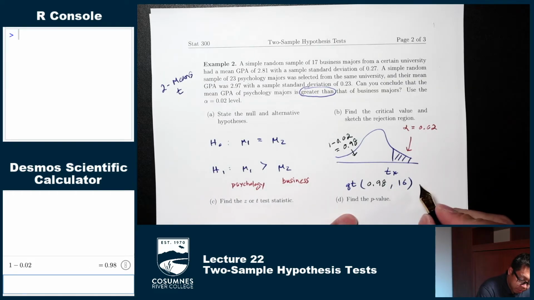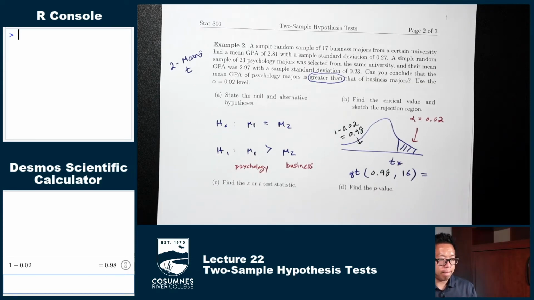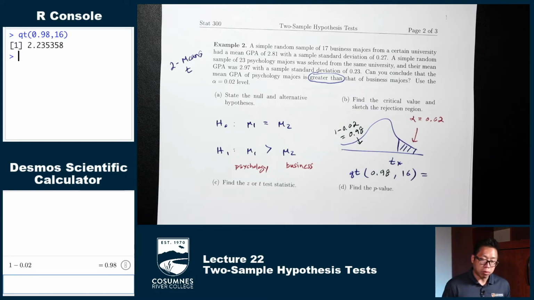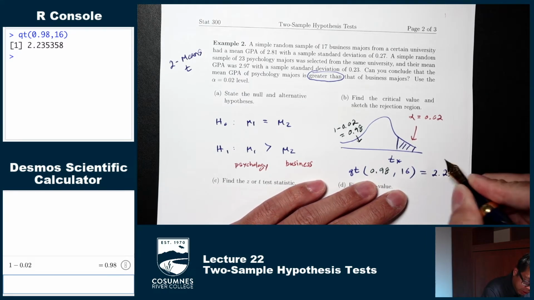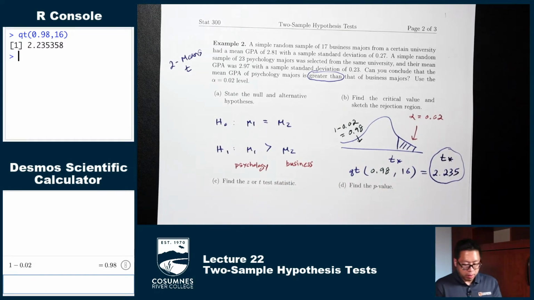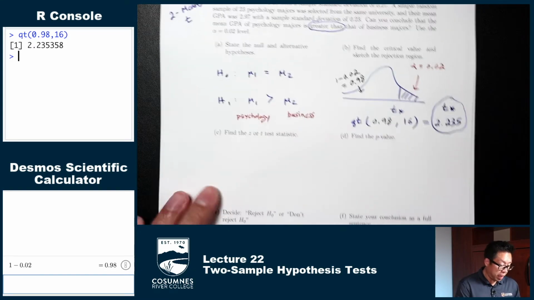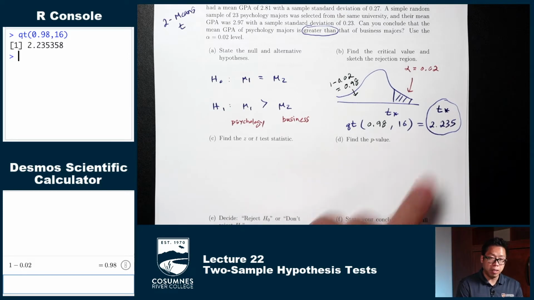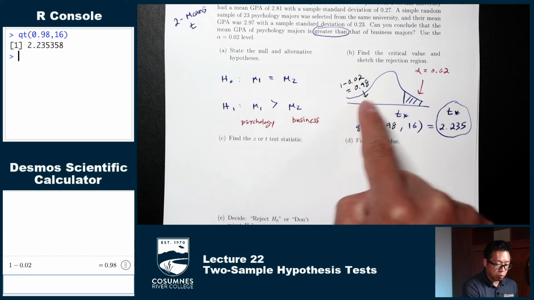Okay, in R, qt(0.98, 16). Okay, round to 3 decimal places. This is 2.235. Okay, this is my T star. Now, for a picture shaded to the right, we do expect our critical value and our T in the next step to be positive. So if you're not getting a positive answer here, what probably happened was you forgot to do the 1 minus there.